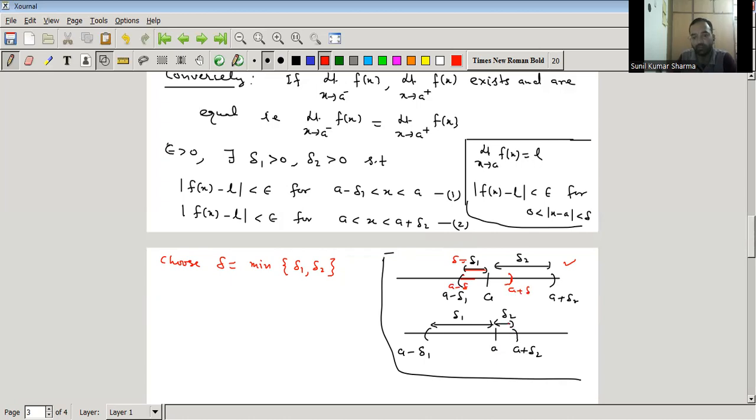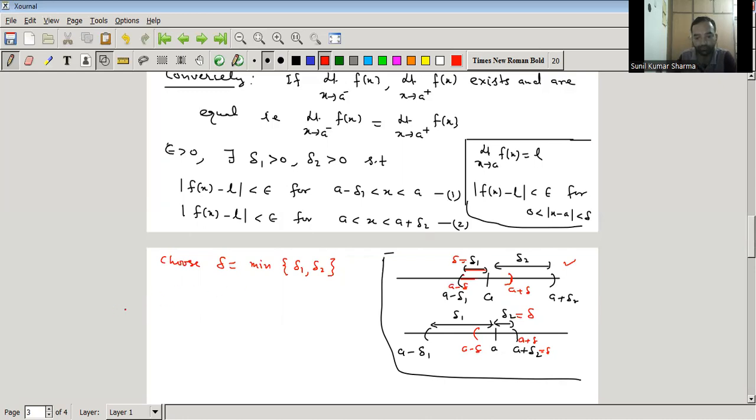If this happens, then delta 1 and delta 2 is minimum, so I take delta to be delta 2, and this is my interval a minus delta and a plus delta, because delta 2 equals delta. So this is my D. So we choose whichever is minimum, whether delta 1 is minimum or delta 2 is minimum, right?